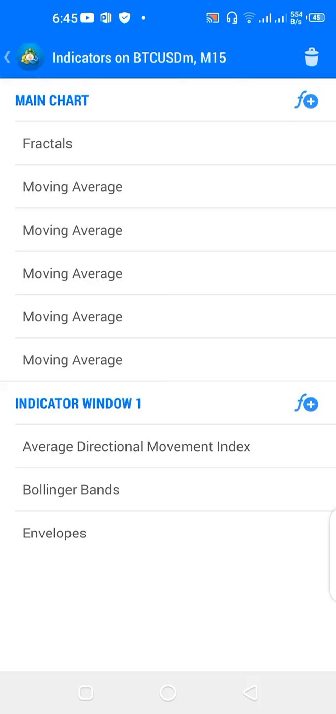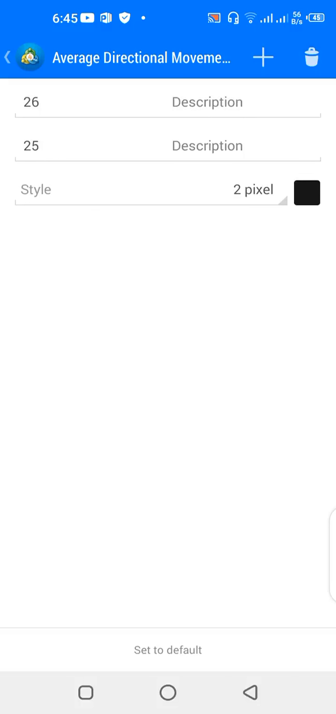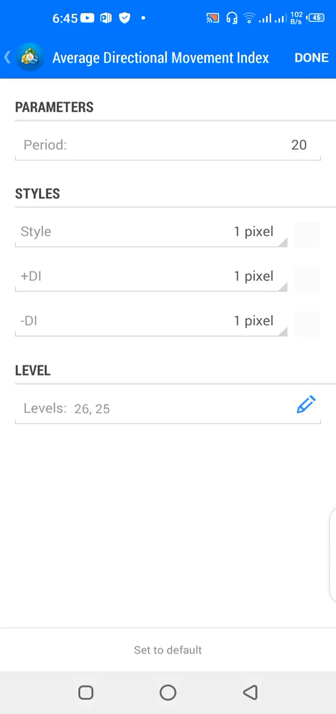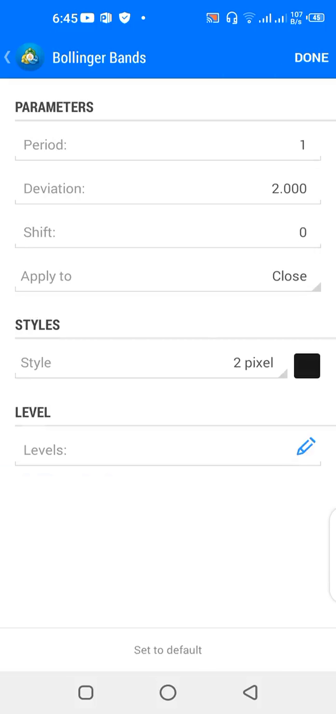All right, so for indicator window 1, we have average directional movement index, 20 period, no color for the style, and then for the levels, we have the 26 and 25 level. Color is black. Then for Bollinger Bands, we have 1 period, deviation is 2.0, shift is 0, apply to close, color is black.